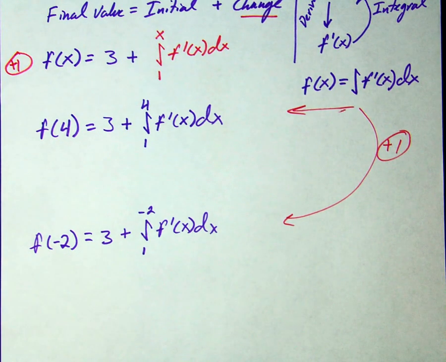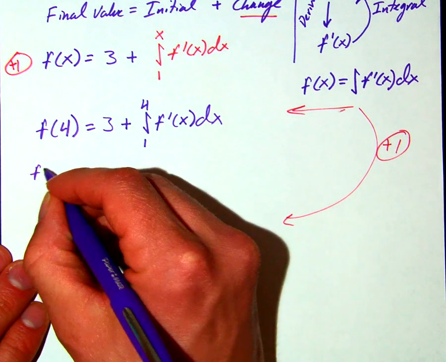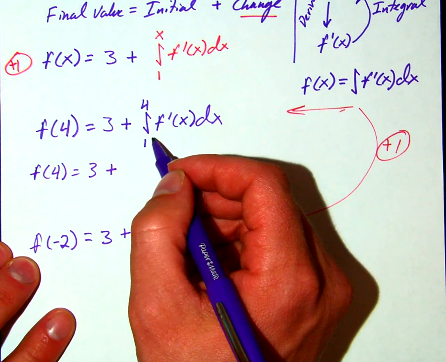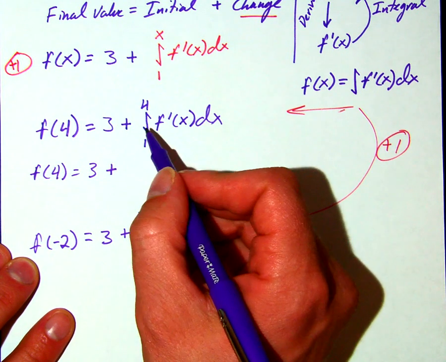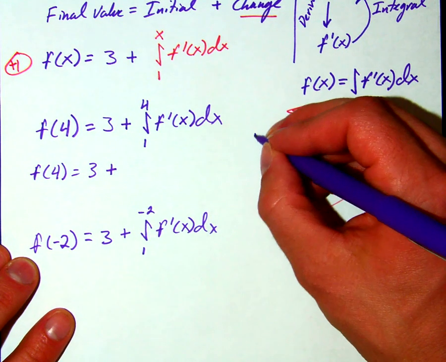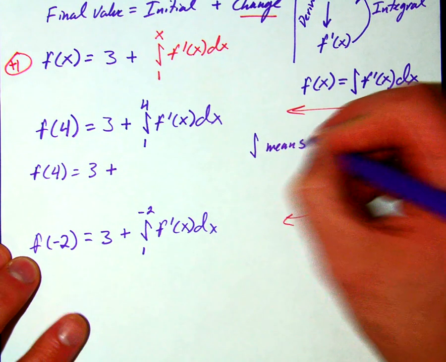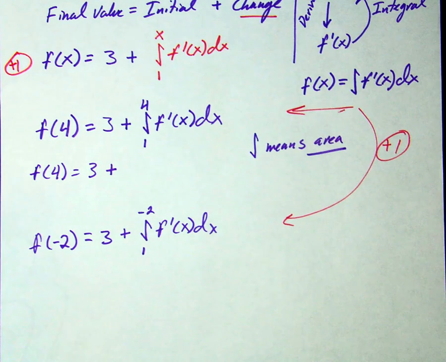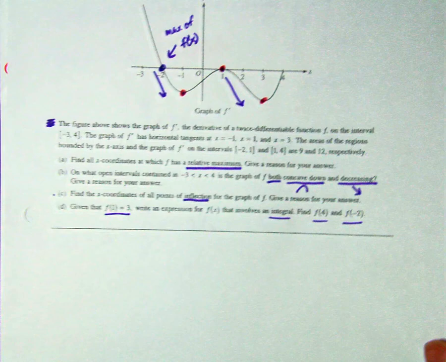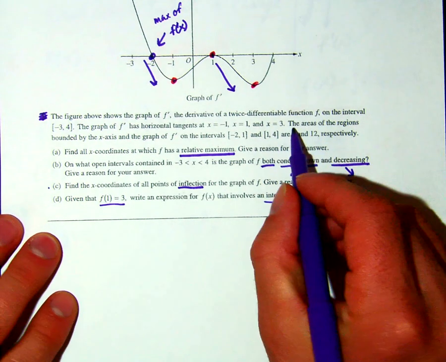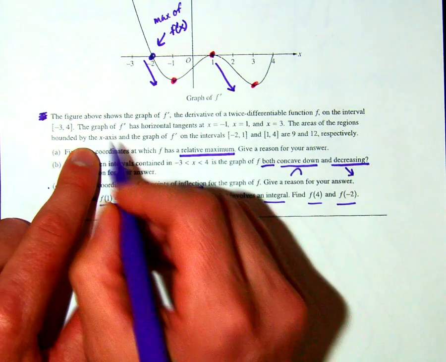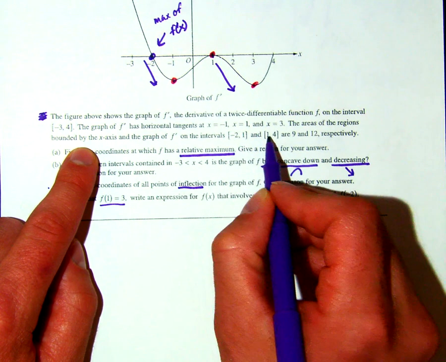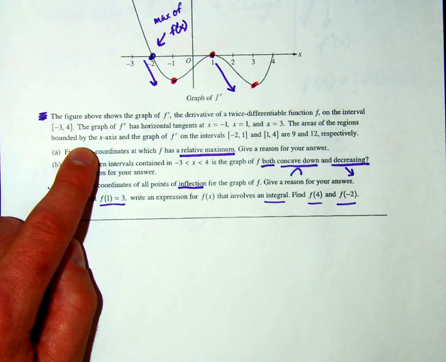Now we just have to find the answers. So f of 4 is equal to 3 plus the integral from 1 to 4. Well, integral means, and hopefully you guys are shouting this in your computer, area. So let's go back to the question. It gives us a hint. The areas of the regions bound by the x-axis and the graph of f prime from negative 2 to 1 and 1 to 4 are 9 and 12 respectively.